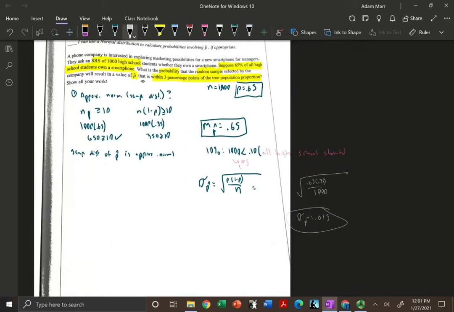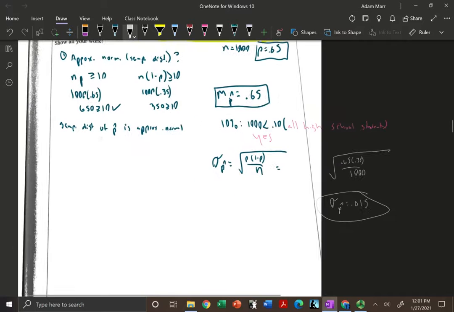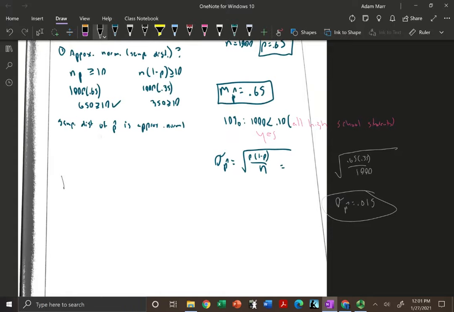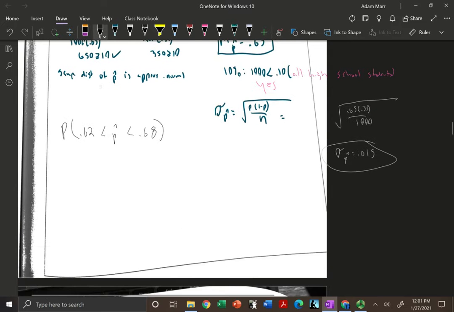Now, we're going to go and figure out the problem. So it says right here, what is the probability that the random sample selected by the company results in a p hat within 3 percentage points of the true proportion? Okay, so we're trying to figure out the probability that it has a p hat within 3 percentage points of the true proportion. True proportion is 0.65. All right, within 3. So 3 greater than that is going to be 0.68, and 3 less than 0.65 is 0.62. So that's what we're trying to figure out right here.